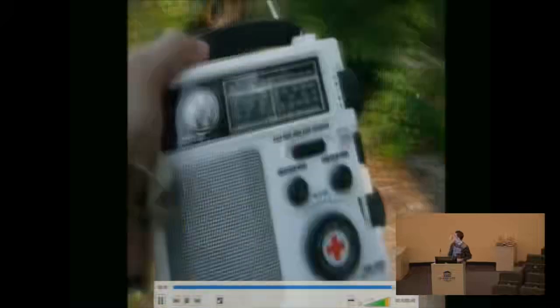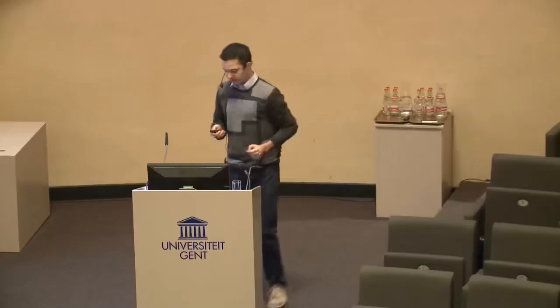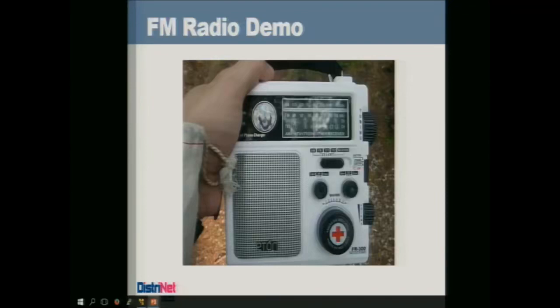So this is just a quick illustration that there are actually two transmissions on the same frequency. However, one of them is generally winning the collision. And the same is actually true for Wi-Fi. If we have two transmissions at the same time, generally one of those will get decoded correctly. And as an attacker, you can abuse this.